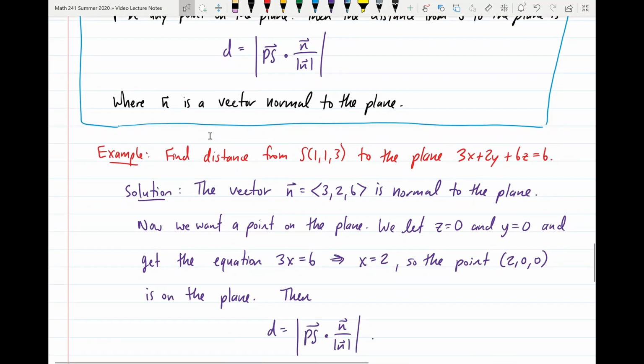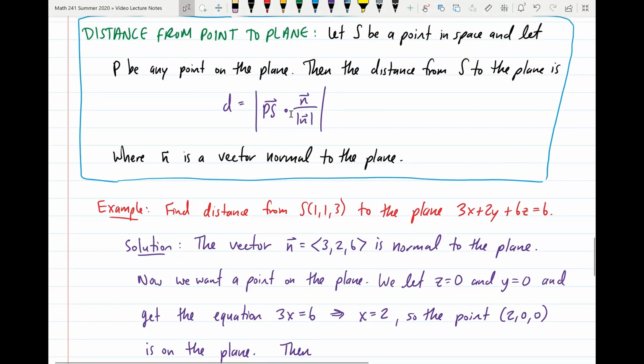So let's say we want to find the distance from our point S, which is given by the coordinates 1, 1, 3, to the plane 3x plus 2y plus 6z is equal to 6. So to find the distance, we need a few pieces of information. We need some point in the plane so that we can find this vector from P to S. And we also need a normal vector to the plane.